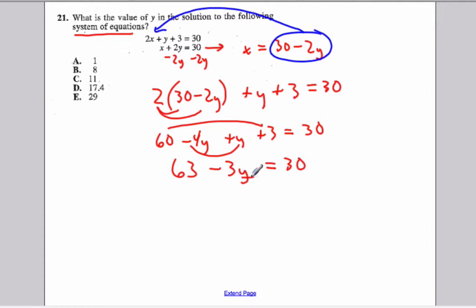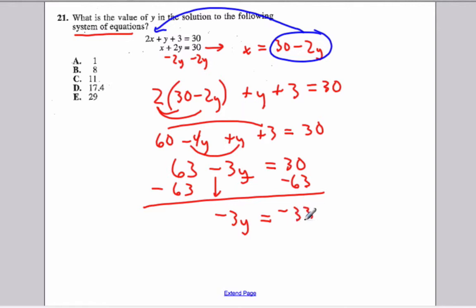Now let's solve for y. Get rid of whatever's not attached to y, which is the 63. I need to subtract that off. So minus 63 from both sides gives me minus 3y. Don't forget to carry that minus sign down with it. Is equal to 30 minus 63, which is minus 33. Get y by itself by dividing by minus 3. And whatever you do to one side, you must do to the other. So y is equal to 11. So my solution in this case would be C, 11.